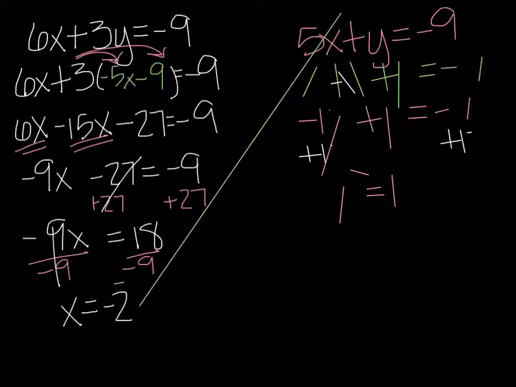We're going to take those two pieces of information and put them together for our solution. When x is a negative 2, y is 1. So there is the solution to our system using substitution.